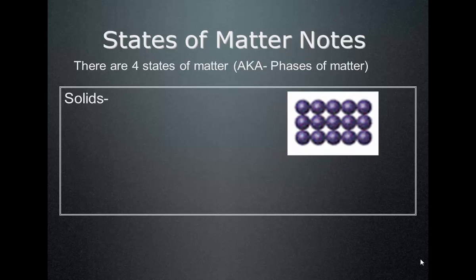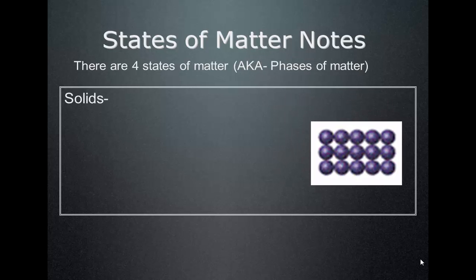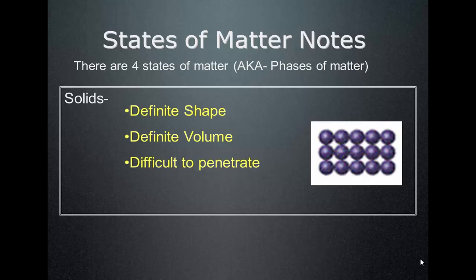And solids, the atoms or molecules that make up that solid, they're in a regular arrangement, a regular pattern. They're orderly. So that's what they may look like if you're imagining the atoms of a solid. And we know that solids have definite shape. So this cube has a certain shape. It also has a certain volume. I can measure its size and multiply and find the volume of that cube. And also it's difficult for other molecules to penetrate into a solid.